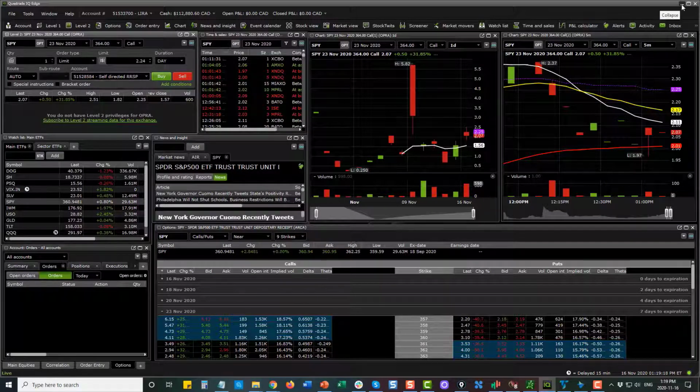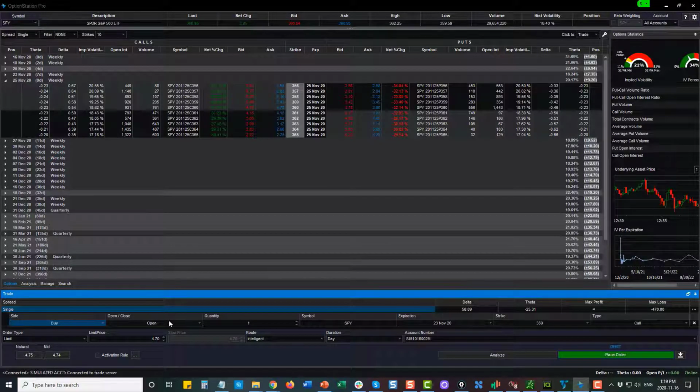But the point of the matter is making sure you understand how to place your orders. You're buying to open, you're selling to close for your buyer. And make sure you don't over leverage your positions. Negotiate the spread, and then make sure you're just taking some practice trades.